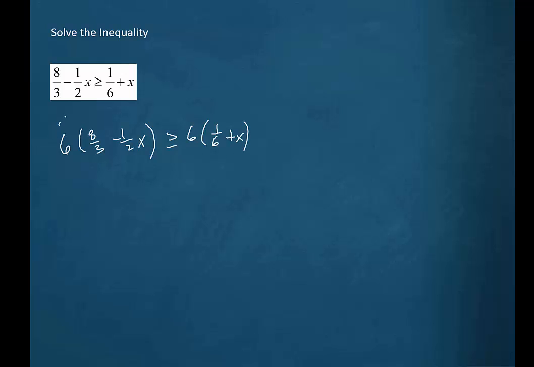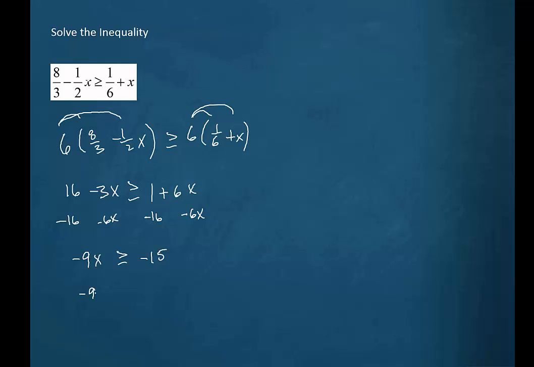And when we do that, we will distribute on the left. And so when we multiply 6 by 8/3, we're going to wind up with 16. 6 times minus a half is going to be minus 3x. Greater than or equal to, and then we'll distribute again, and we'll have 1 plus 6x. So now what we want to do is get all the x's on the left and everything else on the right, so we'll subtract 16 from both sides and subtract 6x from both sides. And so we'll wind up with minus 9x greater than or equal to minus 15.